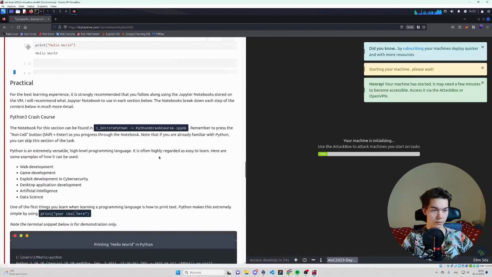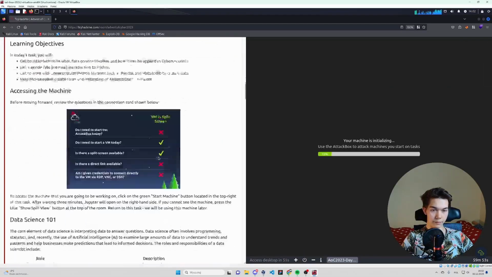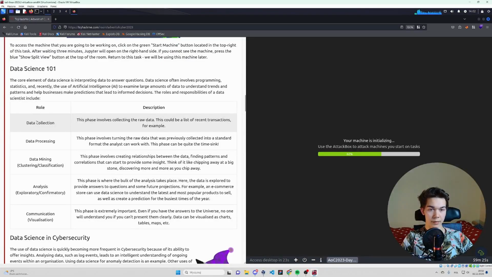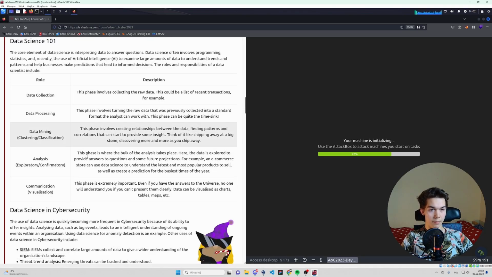And continue with the task. Okay, data science 101. The core element of data science is interpreting data to answer questions. Data science often involves programming, statistics, and recently the use of artificial intelligence to examine large amounts of data to understand trends and patterns and help businesses make predictions that lead to informed decisions. The role and responsibility of the data scientists include data collection, processing, mining, analysis, and communication. Pause and read the description if you want.